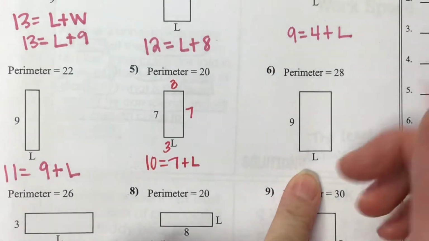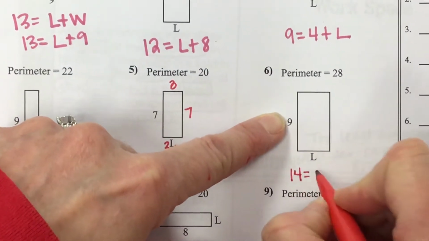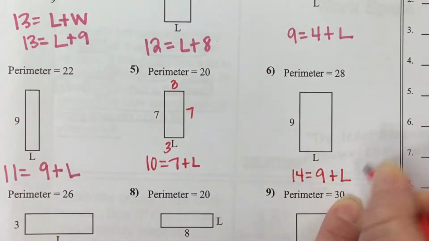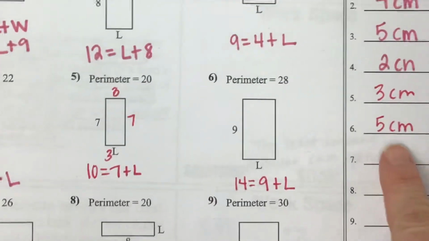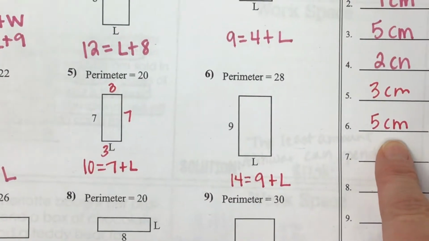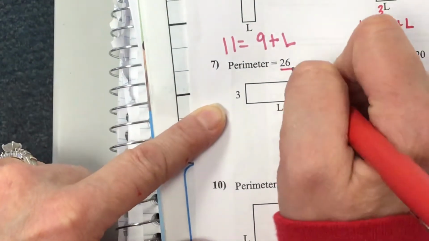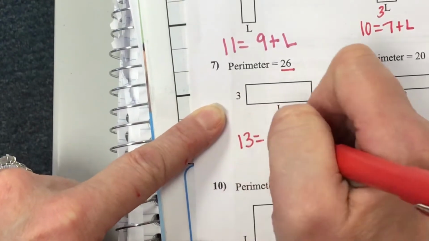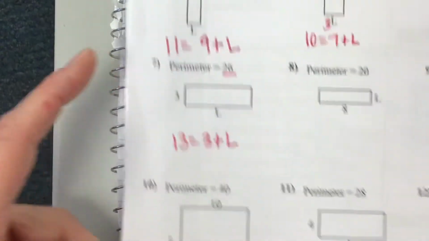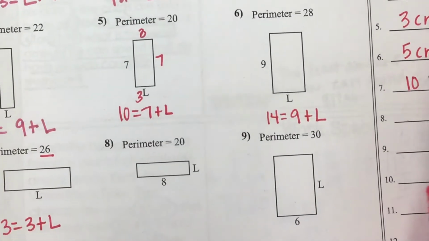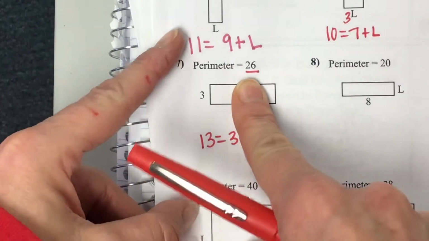Okay? If our perimeter is 28, half of that is 14. So 14 equals 9 plus the length. Your length is 5 centimeters. 9 plus 5 is 14. Okay. For number 7, half of 26 is 13. So 13 equals 3 plus your length. So your length is 10 centimeters. Okay? 10 plus 3 is 13 times 2 is 26.